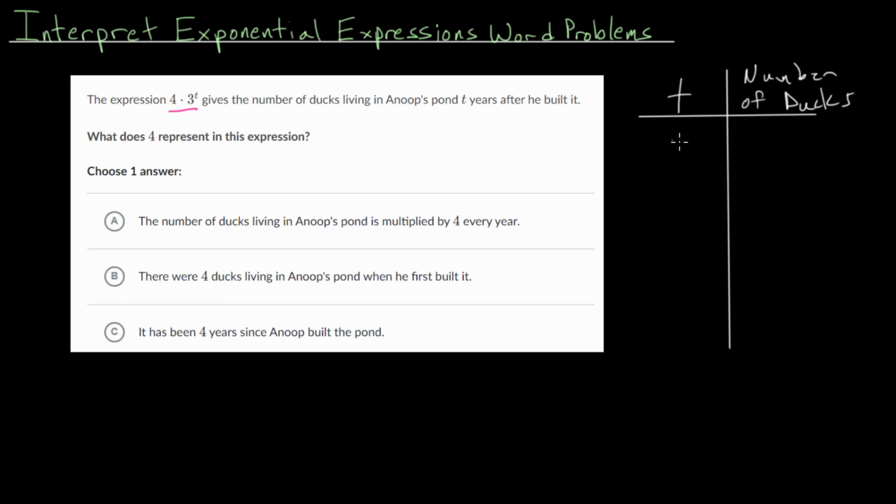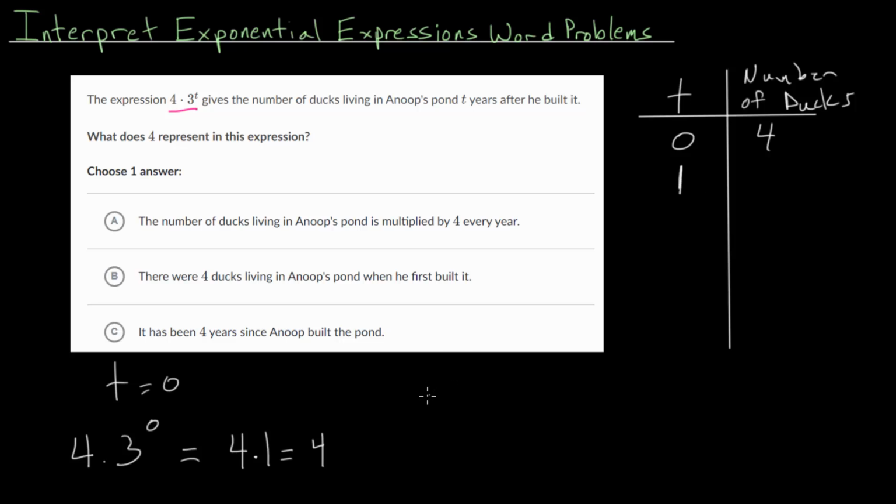And when t is equal to 0, we're just going to plug these t values into the formula. So let's write that down here. So when t is 0, we have 4 multiplied by 3 raised to the 0 power. And we know that anything to the 0 power is just 1. So this is 4 multiplied by 1, or just 4. So when time is 0, or when we're talking about 0 years after the pond was built, there are 4 ducks in the pond. So it looks like 4 is the starting number of ducks. But let's just keep going to confirm that that is what 4 represents.